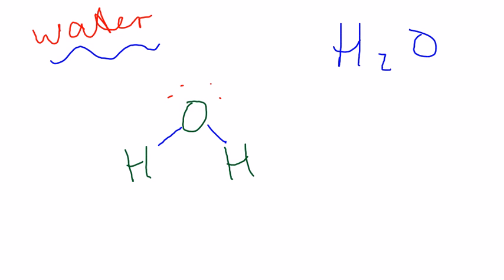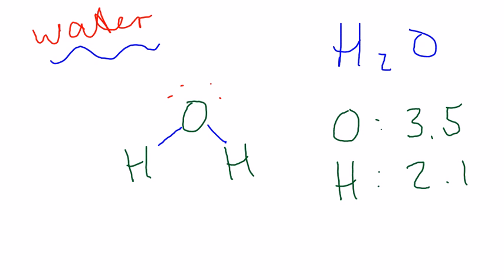If you look up oxygen on the periodic table and look at its electronegativity, you'll see that its electronegativity is 3.5. If you then look at hydrogen's electronegativity, it is 2.1. So what that means is that oxygen is way better at pulling electrons into it than hydrogen.